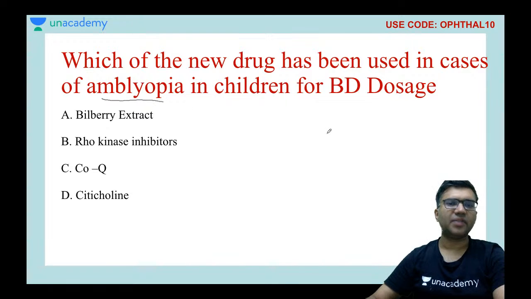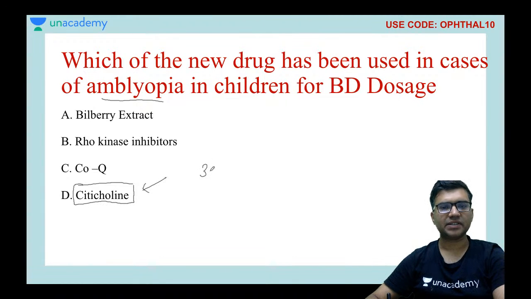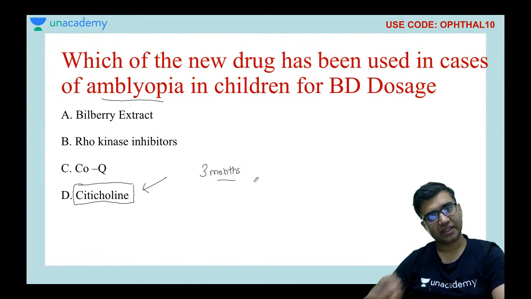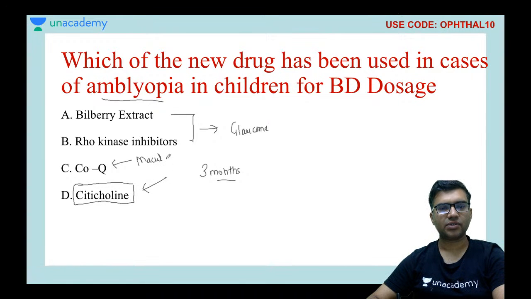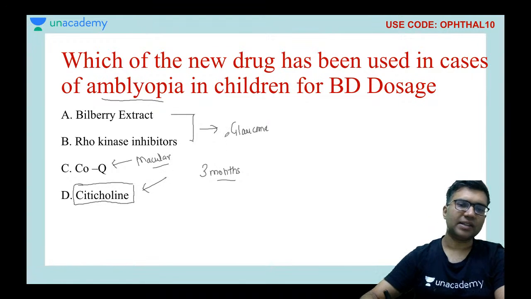So remember, whenever they talk about amblyopia, the drug which has been used again and again is citicoline. It has been seen that if you give citicoline for 3 months in children for BD dosage, then in addition to your patching, it has decreased the amount of amblyopia in the children. Remember, bilberry extracts and rho kinase inhibitors have been used in glaucoma, and coenzyme Q has been seen to have good effects in patients who have macular disorders. Okay, so the answer here is D.